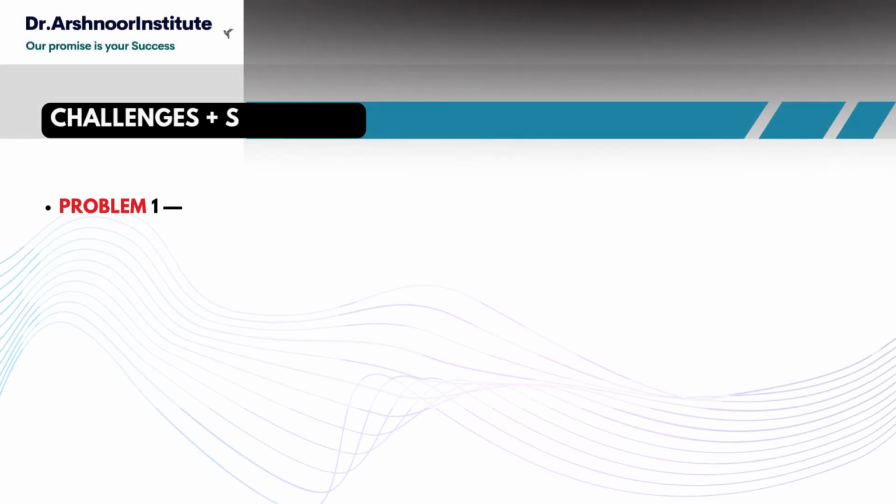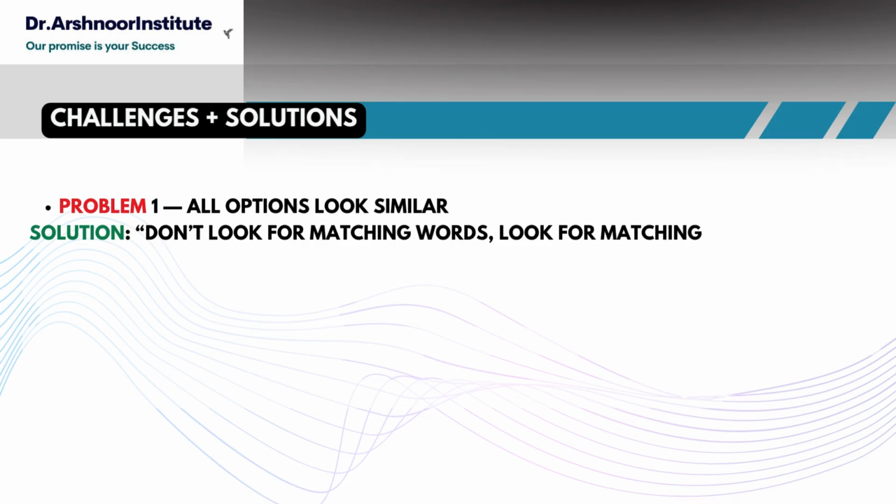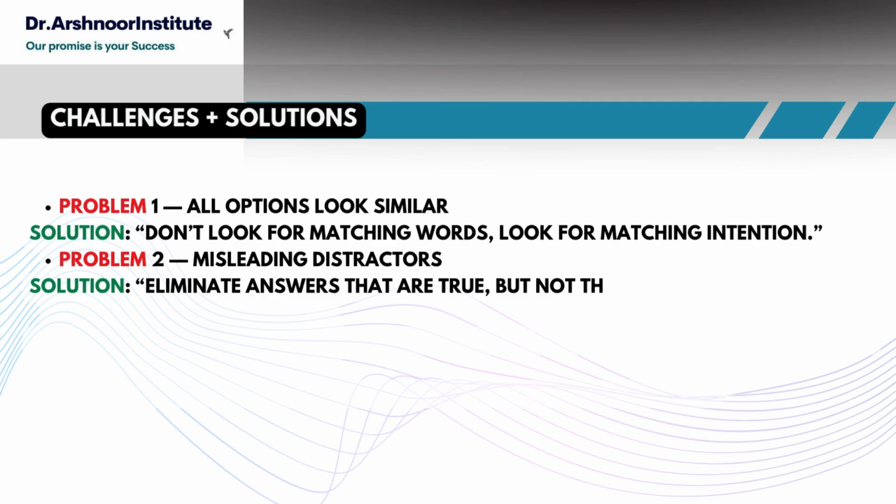First, I'll take the challenges and solutions. Let's see the biggest problem first. Problem number 1: all options look similar. The solution is don't look for matching words, look for matching intentions. Don't focus on the keywords. Always think about the gist. Understand the gist, meaning the crux of the text.